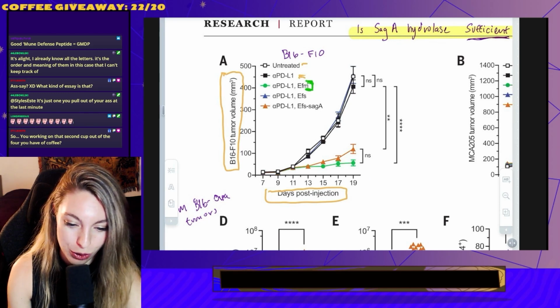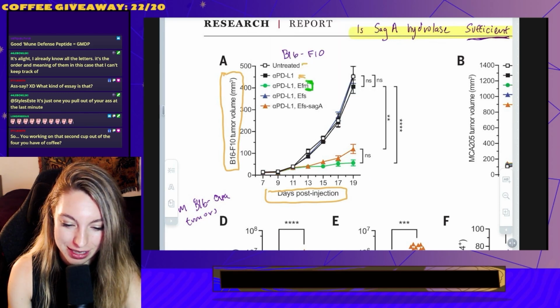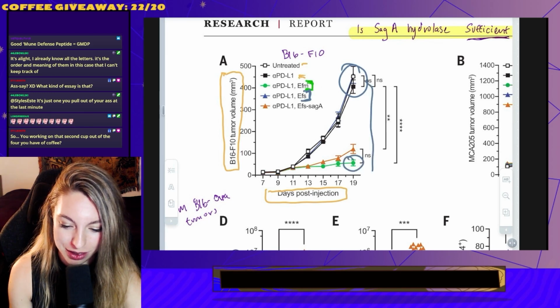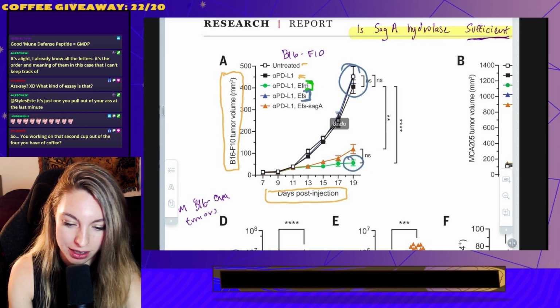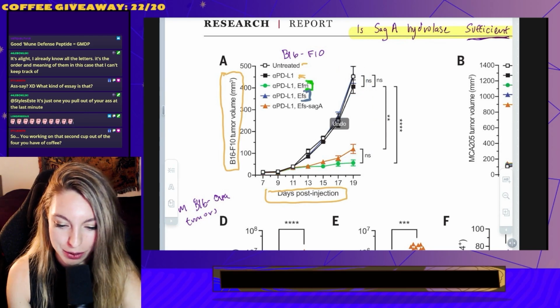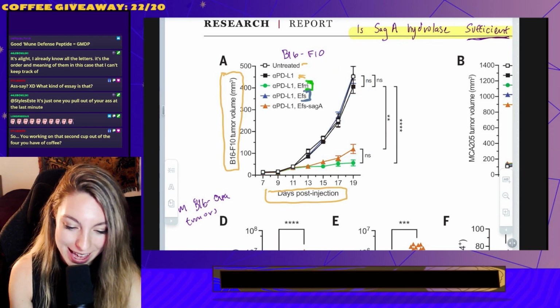And then as a control, they also take E. faecalis, EFS, the bad bacteria. You can see that the tumors get really big compared to the E. faecium. There's a huge difference here. All of this is corroborating what they've seen before. But then they do something really interesting.